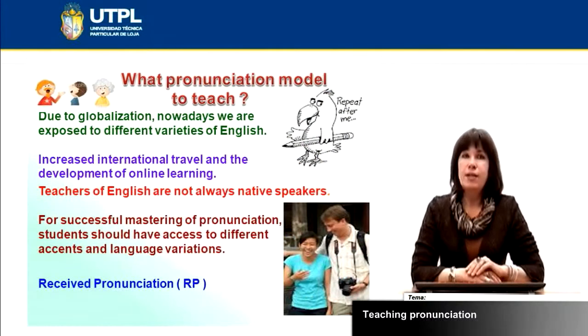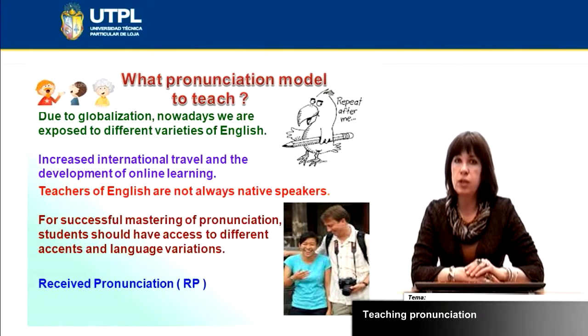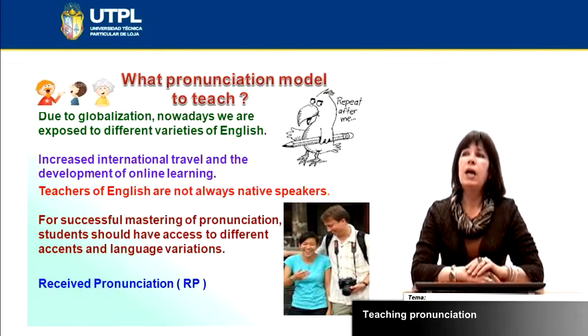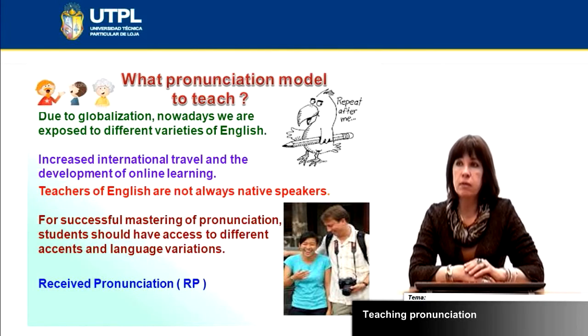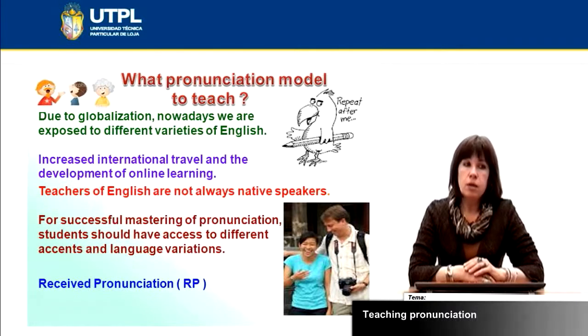Well, and consequently another question appears: what pronunciation model to teach? You know that nowadays, due to globalization, so many people are exposed to English, exposed to different varieties of English. It's due to increased international travel or the development of online learning. And also because of the popularity of English, English serves as a lingua franca. It means that many non-native speakers use English as a language of intercommunication.